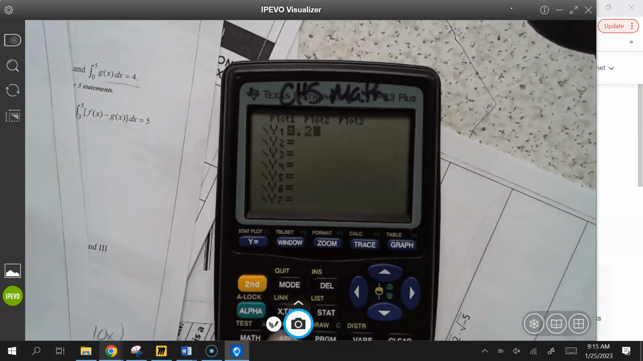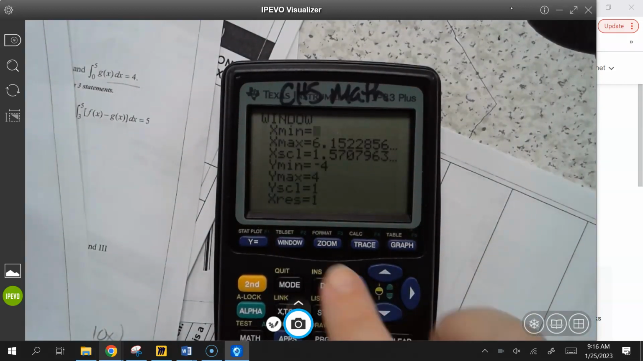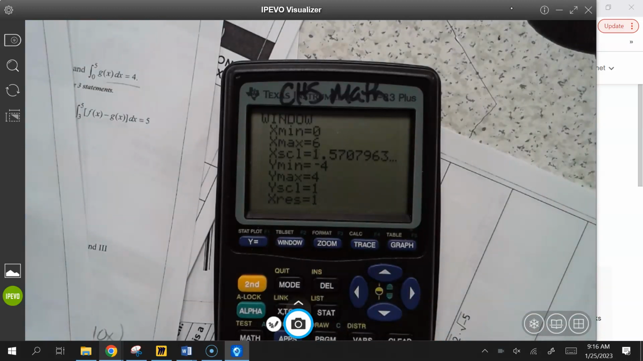Where are we? 0.2x squared minus 0.8x minus 1. This is where I told you I'm setting my window. I'm still set here on a trig window, but I'm setting it to what they have, negative 2.25.